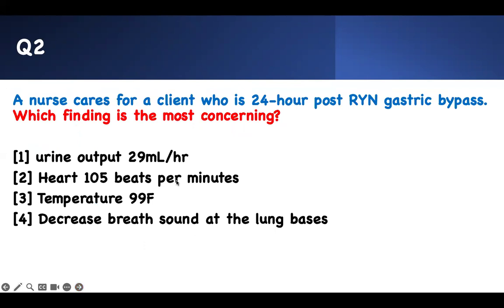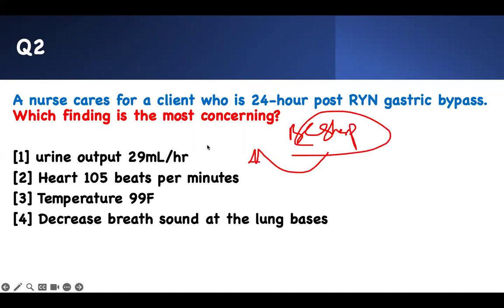And let's care for a client who is 24 hours post Roux-en-Y gastric bypass. Which finding is the most concerning? This is a prioritization question. If you want to know how to do that, check Adapt NCLEX. I call it be sharp. You have to be sharp selecting the answer. Which one of those do you think is going to kill the patient?